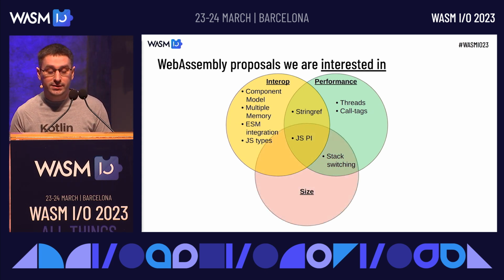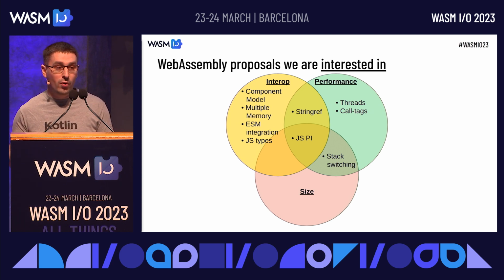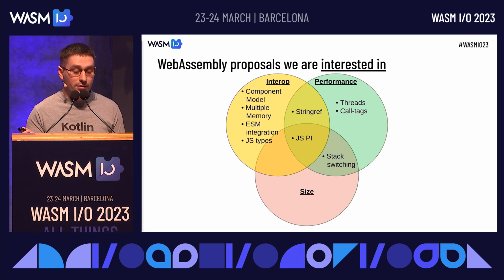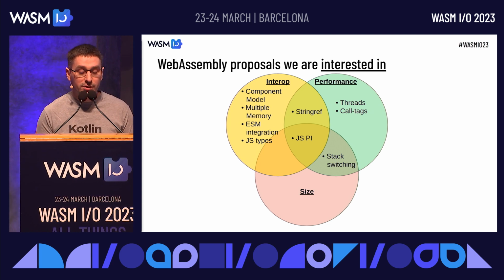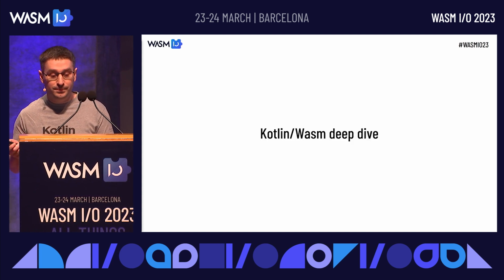You can say nowadays disk space is cheap and networks are fast, but there are use cases where size is still important. For example, web. I'd like to highlight a few proposals here. First, component model, because I personally think it is important for the whole Wasm ecosystem. Next is multiple memory, because it can unblock some interop cases, for example, between modules compiled by different languages. And the last one is the Stringref proposal. I'll explain it a bit later.